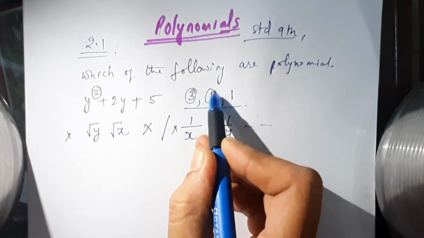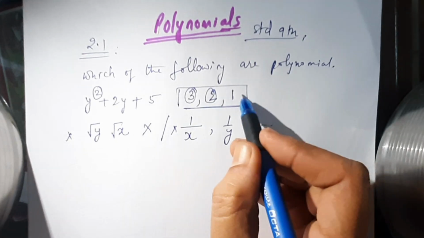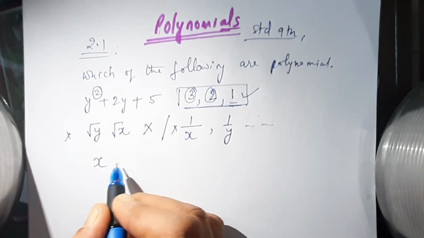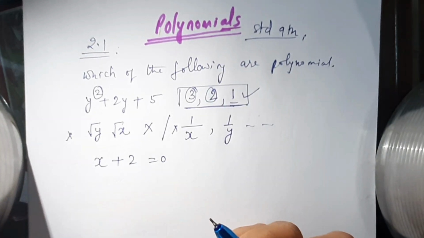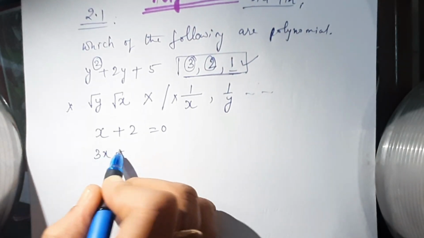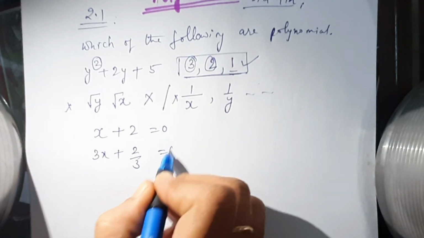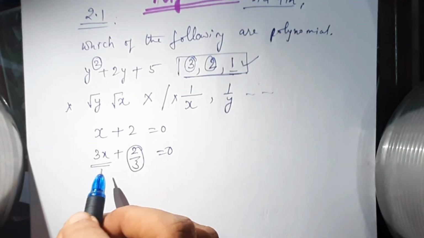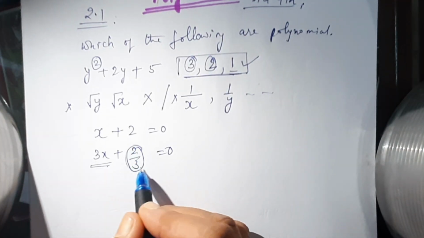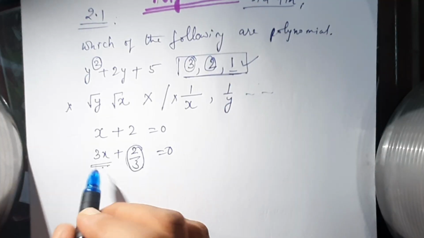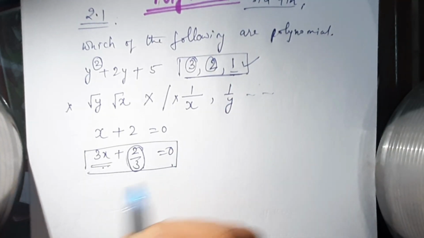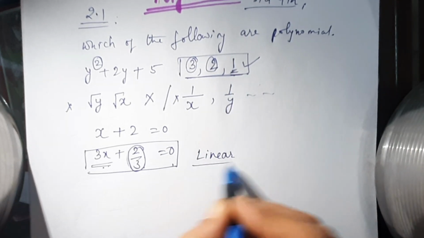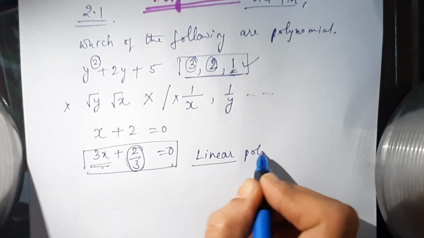Depending on the degree, there are different kinds of polynomials. In our syllabus, we have the linear polynomial, which was in standard 8th, where the degree is 1. If the equation is x plus 2 is equal to 0, or sometimes 3x plus 2 by 3 is equal to 0, here the number can be in fraction. I told you there should not be any variable, any alphabet, in the denominator. So this is a polynomial in one variable with degree 1, which we call a linear polynomial. If there is degree 1, we call it a linear polynomial.